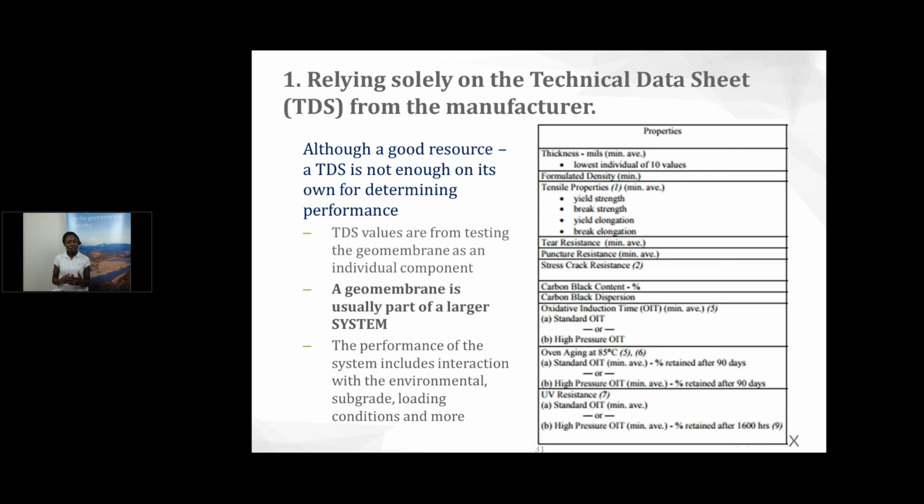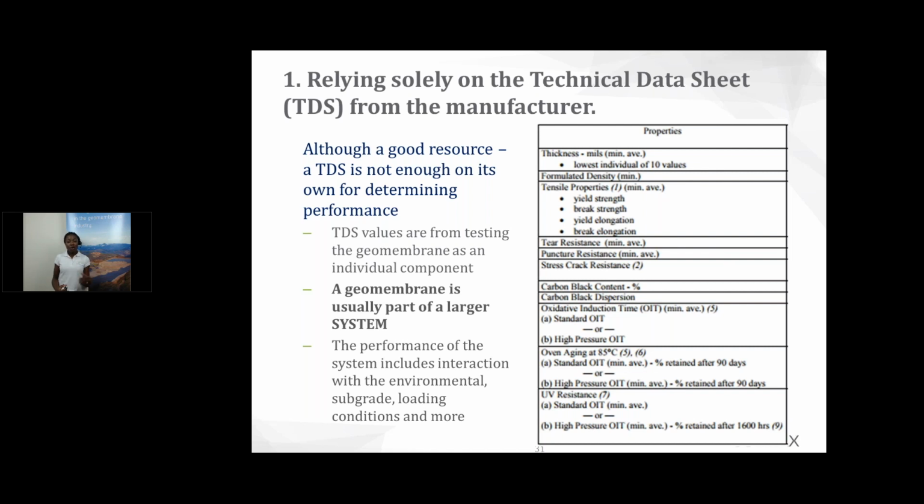The technical data sheet from a manufacturer is a very, very good resource for making sure that when you've requested the material, you're getting exactly what you've asked for. You can look at the material properties and see the values and see if it corresponds to what it should be, right? So it's very good for that, but it's not enough to tell you how your material is going to perform on the site.